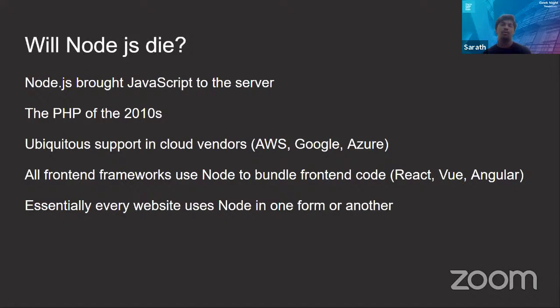high compared to PHP. So everybody started using it, and most of the cloud vendors like AWS, Google, and Azure support Node.js, which allows all developers to write Node.js code at the server level and the front-end side also. And one way or another, all front-end frameworks use Node.js to bundle the front-end code. For example, React, Vue, Angular, everything is using Node.js to bundle their code. So essentially every website uses Node in one form or another. That's the reason Node became so popular, and everybody started using it.